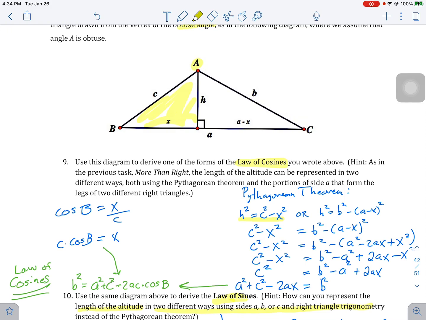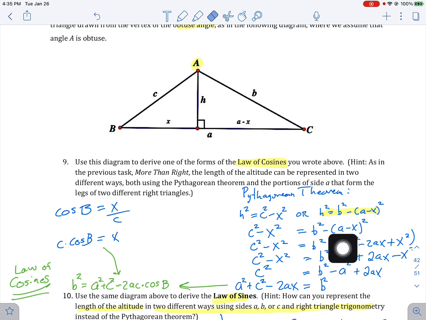And then the other one I can do is the other triangle, which is right here. Okay, a squared plus b squared is c squared, or really it's (a minus x) squared plus h squared is equal to b squared. And so that can be written as h squared is equal to b squared minus that other side, (a minus x) squared. So both of these are equal to h squared. So therefore both of these must be equal. So this expression is equal to this.